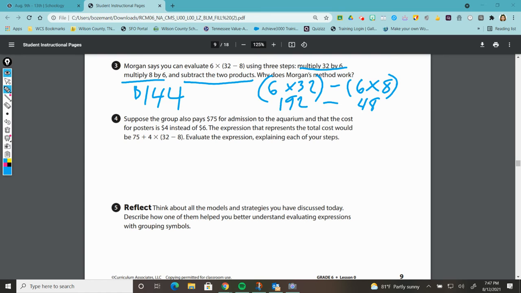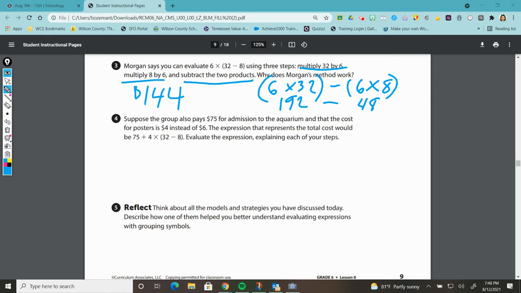With distributive property, I can distribute the 6 as a factor of each number in the group. So 6 times 32 and 6 times 8. That is why Morgan's method works. So we can use order of operations, we can draw a picture, or we could use our properties, such as distributive property, to help us evaluate an expression.